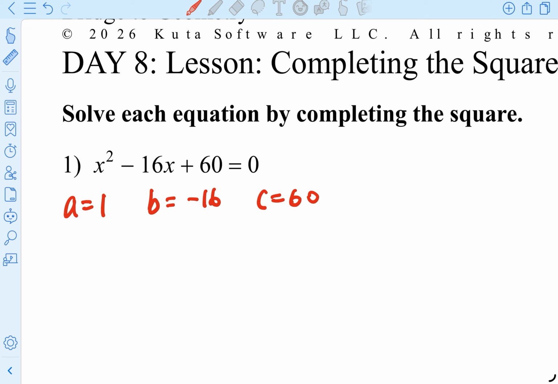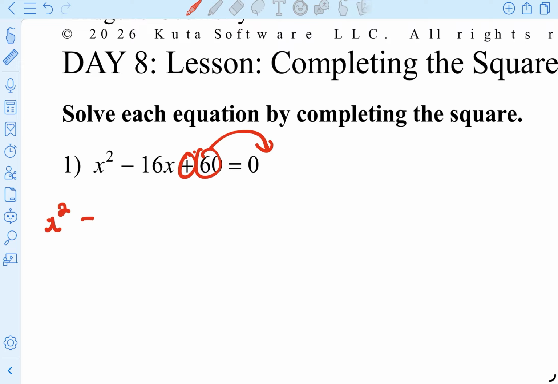So right now, following the steps I just gave you, we're going to move this positive 60 to the other side of the equal sign. So let's look at that. X squared minus 16x is equal to negative 60. That's my first step, right?